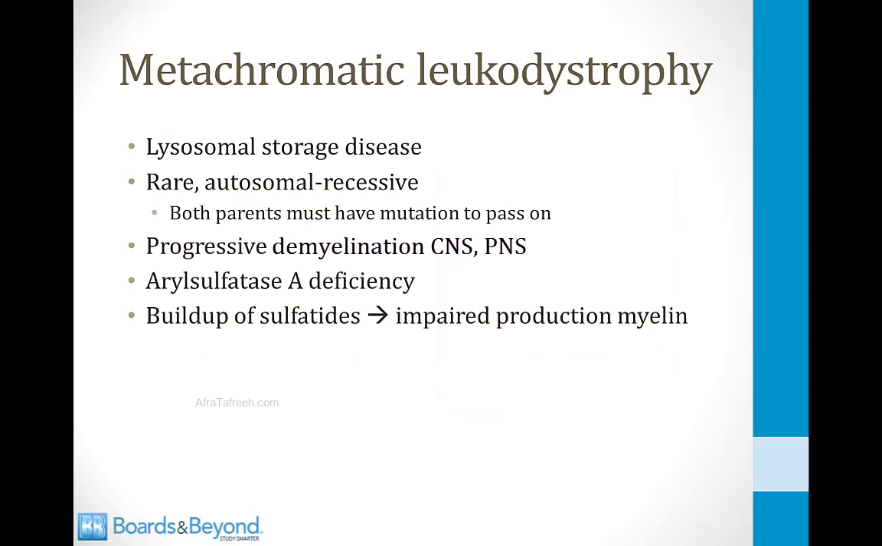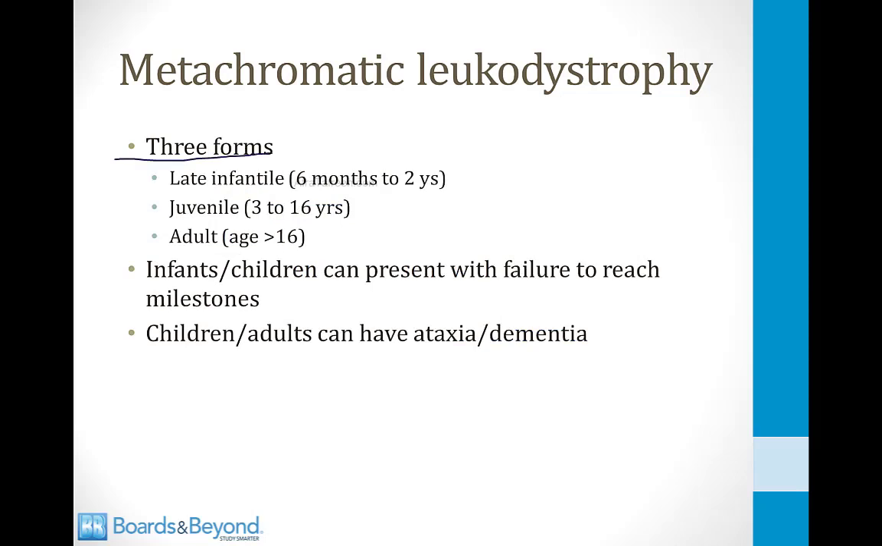Metachromatic leukodystrophy is one of the storage diseases. It's a lysosomal storage disease. It's rare. It's autosomal recessive. So remember, when something's autosomal recessive, both parents have to have the mutation. It causes progressive demyelination everywhere in the body, central and peripheral nervous system. And it's caused by an aryl sulfatase A deficiency, and you build up these compounds called sulfatides, which impair the production of myelin. There's 3 forms of this disease.